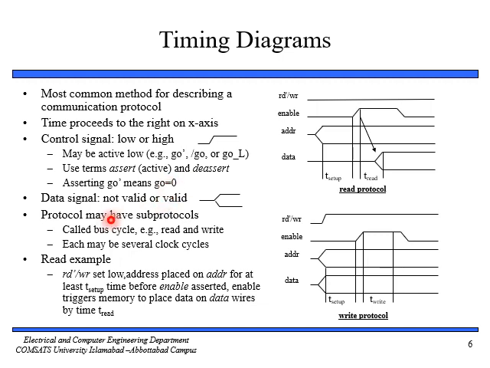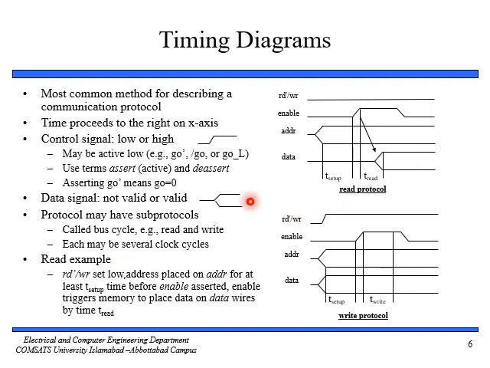Okay. So data signal can either be valid or not valid, and this is how we represent the data signal. A protocol may have sub-protocols. For example, a single communication protocol can have sub-protocols, and these sub-protocols are read and write. We also call them bus cycles, for example read and write. Each read and write protocol can take several clock cycles.